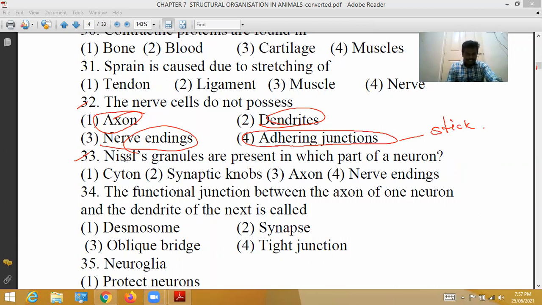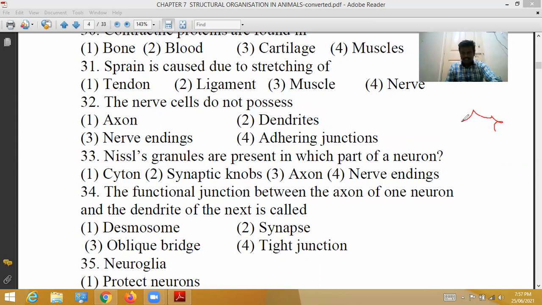Okay, that's all. Next, Nissl granules are present in which part of the neuron? This is cyton. In the cyton, what will be there? Nissl granules are present. Generally Nissl granules or Nissl bodies are present in the cyton or cell body. Nissl bodies are basophilic structures of various shapes. So the cyton contains Nissl granules. They are not located in the synaptic knob, axon, and nerve endings. So among these four options, the correct option for this question is 1.